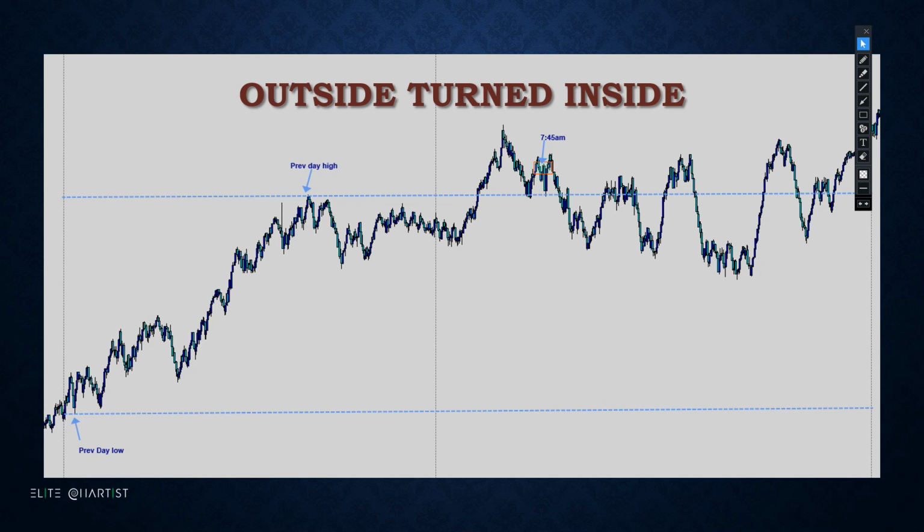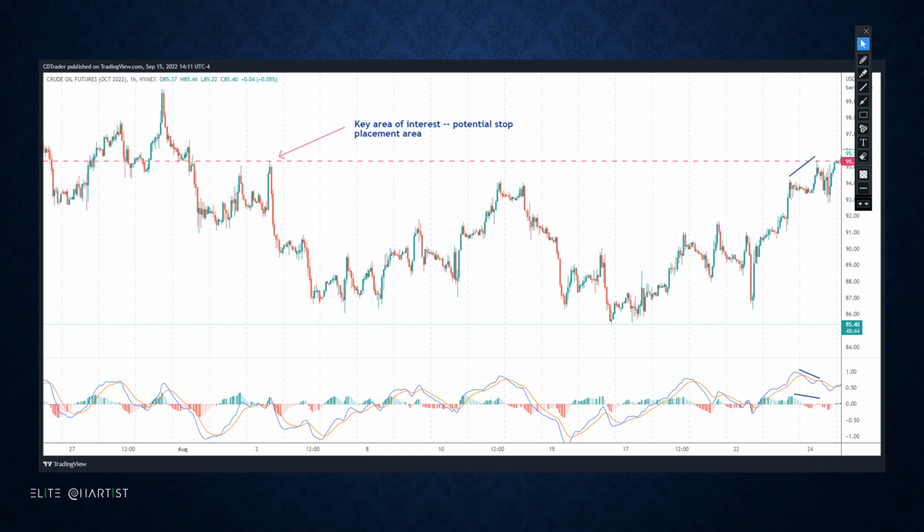So this was the outside day that turned inside. Remember we were talking about, well, where did this stop? Why did it stop there? Do we want to continue higher, which is our usual outside day perspective? Well, let's see. We have to zoom out. So here's a 1 hour chart.